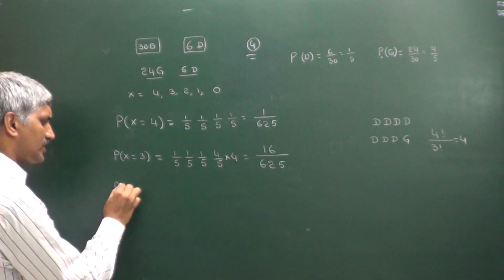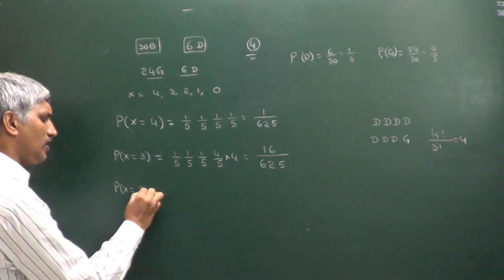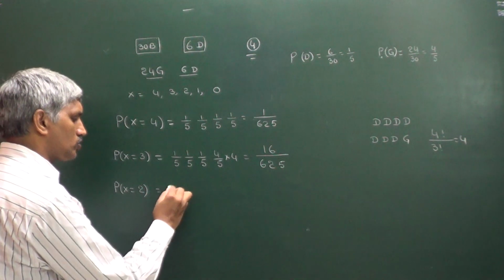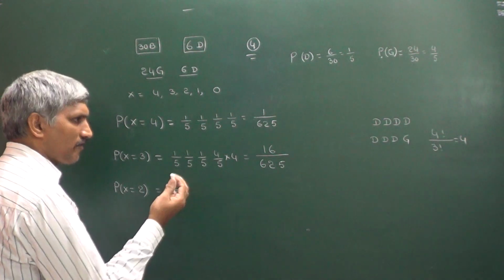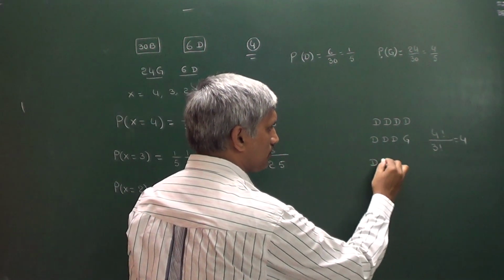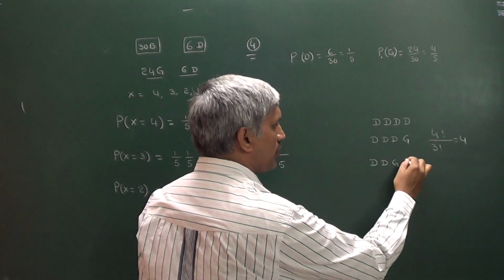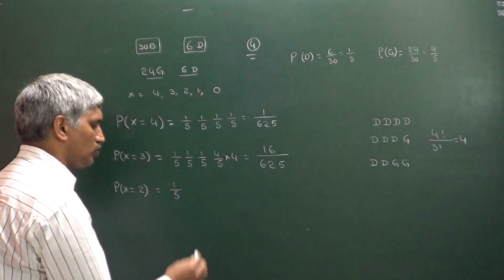Next, P of X equal to 2. The probability of getting 2 defective bulbs: defective, defective, good, good. We are getting 2 defective bulbs only.